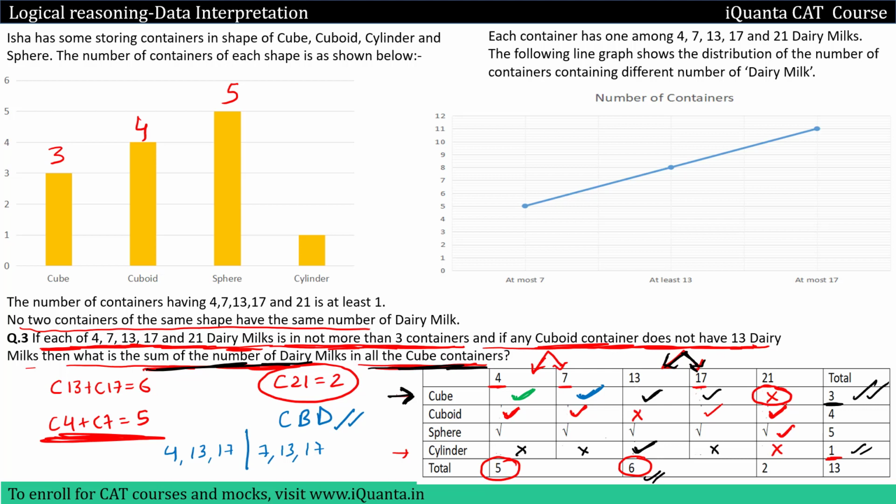So I hope this is clear how we solved this. This was a very good question, purely logical. If you still have a doubt, please go through the video once again or else comment.